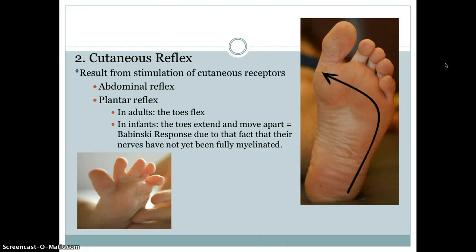In infants, the toes move apart in what is called the Babinski response. This is due to the lack of myelination of the nerves. If a Babinski response is observed in adults, it would have a pathological indication. The Blackboard videos show the effects of these reflexes when properly performed.